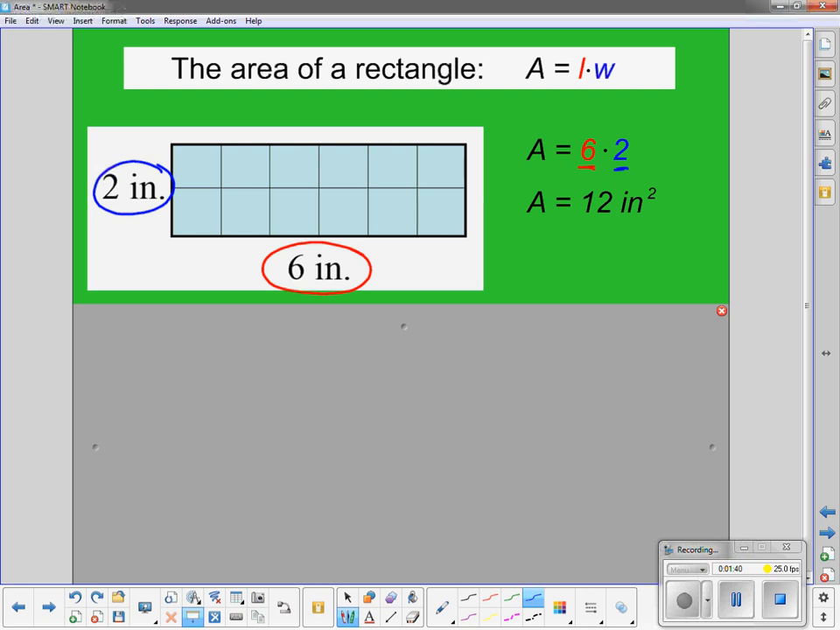And then finally, we multiply the two together to get our area. Now, pay attention that the area is always written and shown in square units.